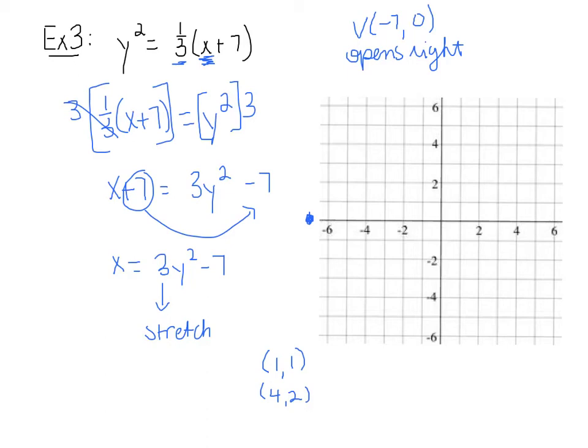Now, we're still going to be multiplying, but this time we're going to be multiplying the x value because it is getting stretched horizontally. So we're going to multiply the x value by 3. Okay, so here we would have (3, 1), and here we would have (12, 2).